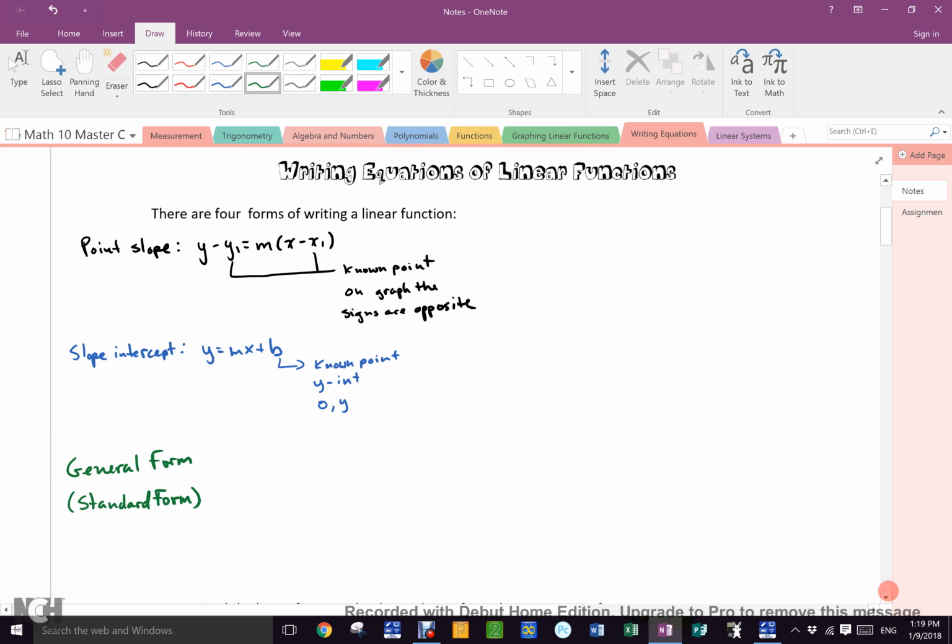All right. Standard form is what? Or general form, either one. Ax plus or minus By plus or minus C equals... Or the ugly version. Now, this one really doesn't have a known point, does it? This tells us nothing from the equation, right?